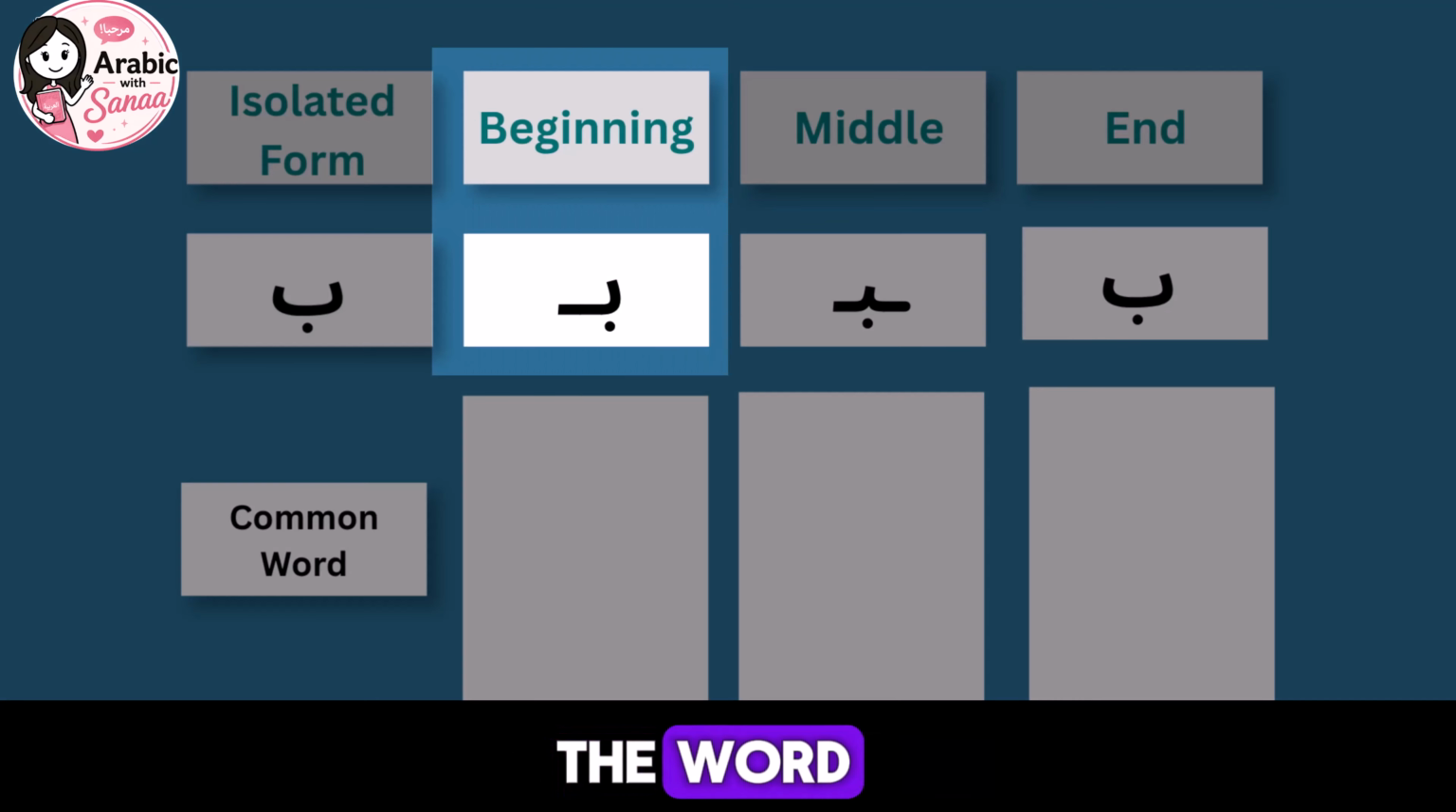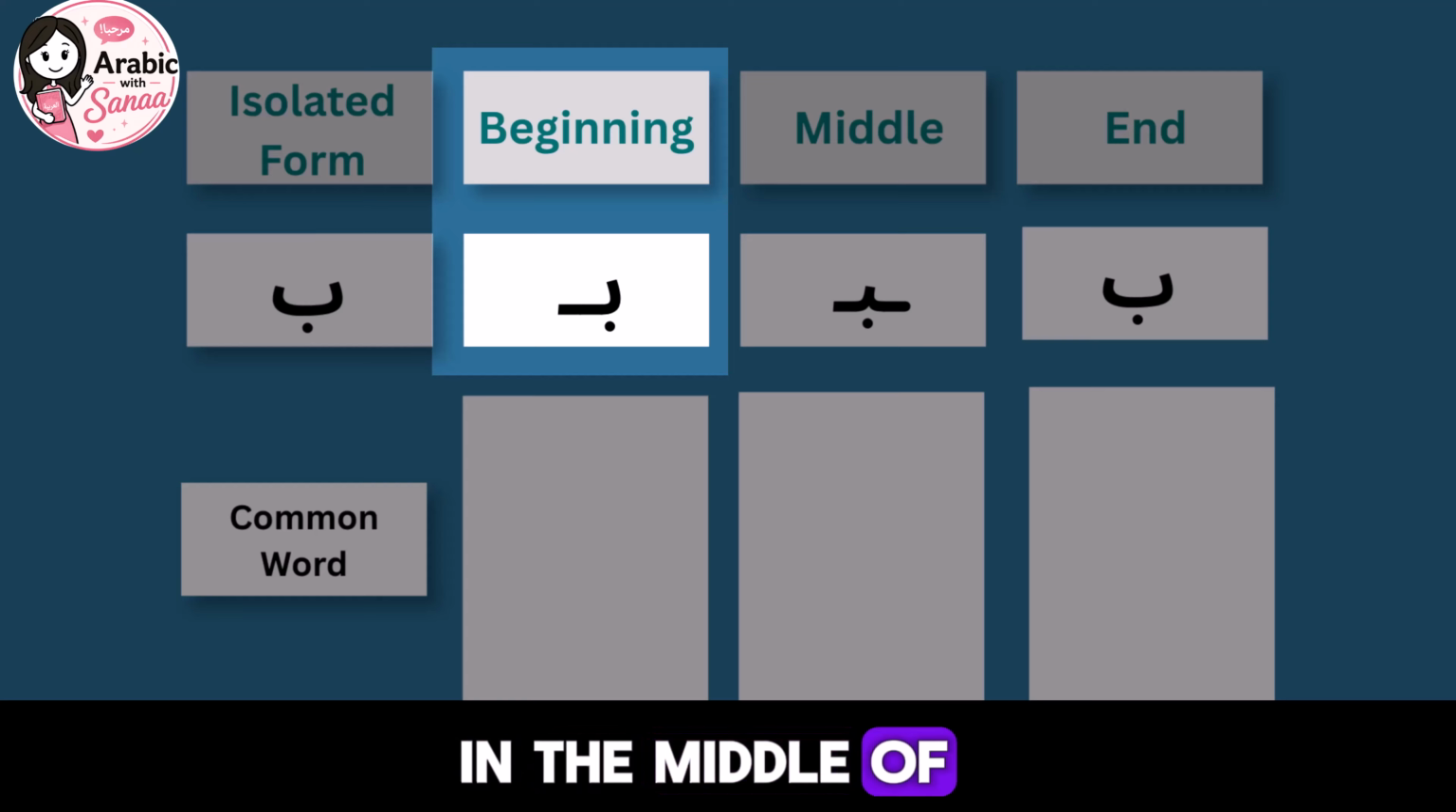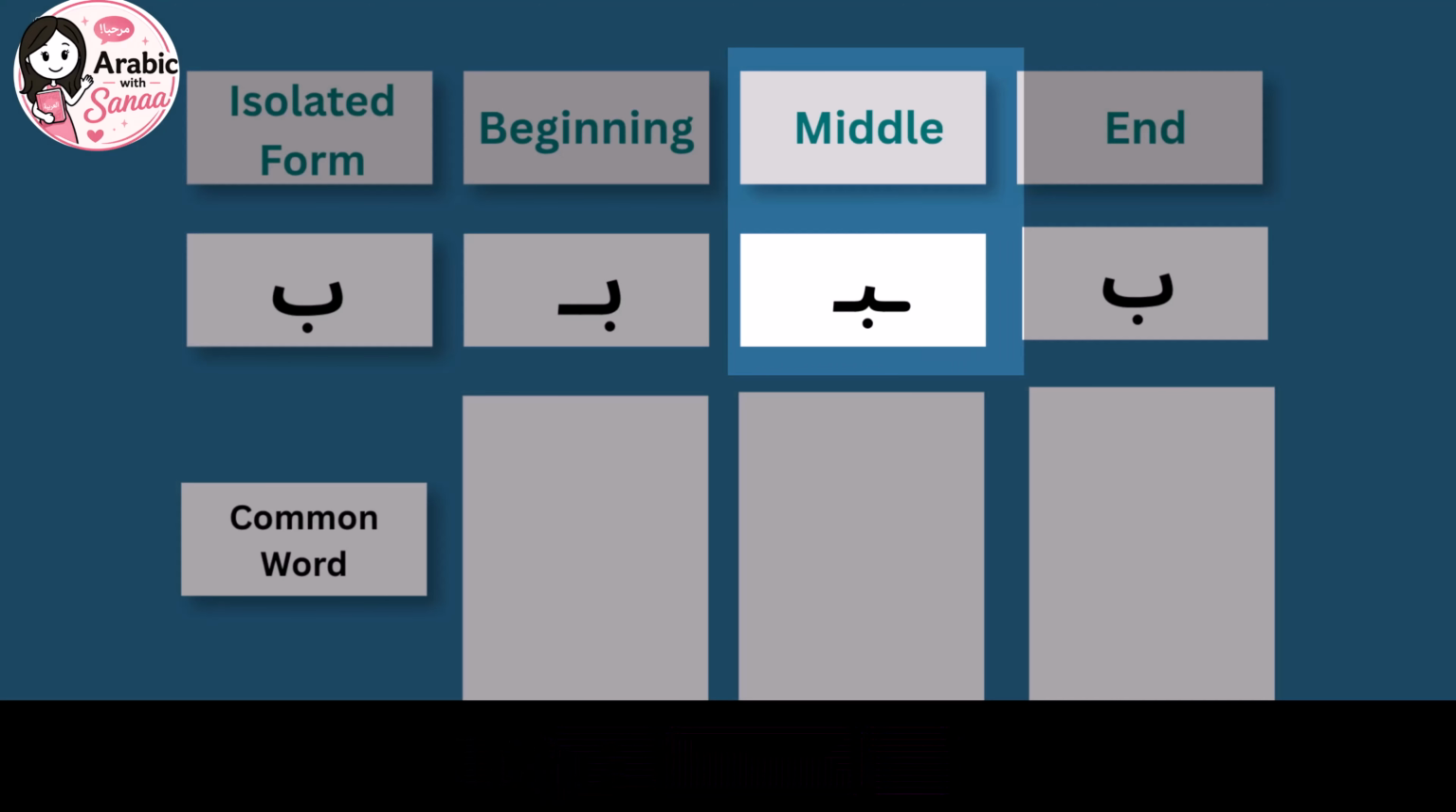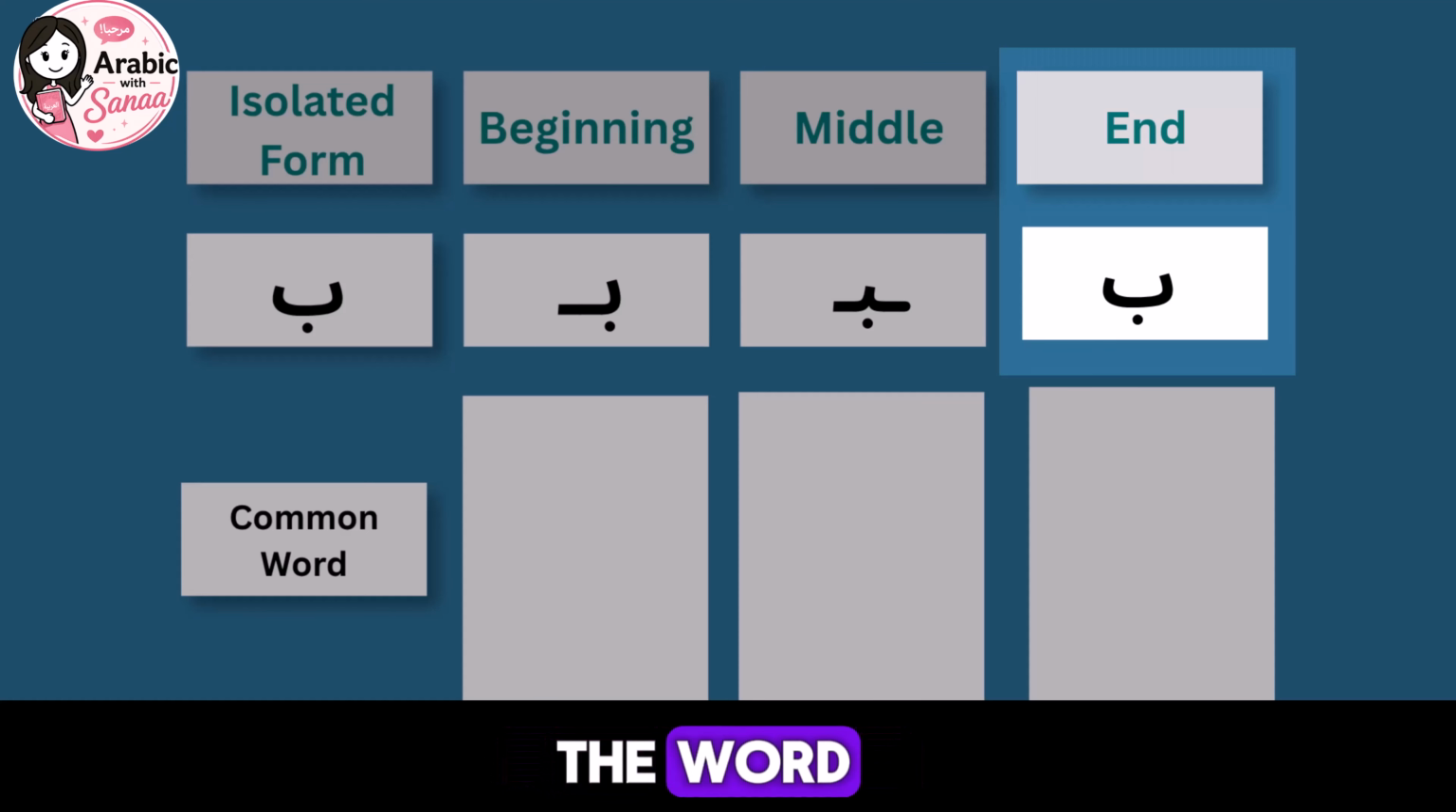In the beginning of the word, this is the shape of the letter Ba. In the middle of the word, and that is Ba in the end of the word.